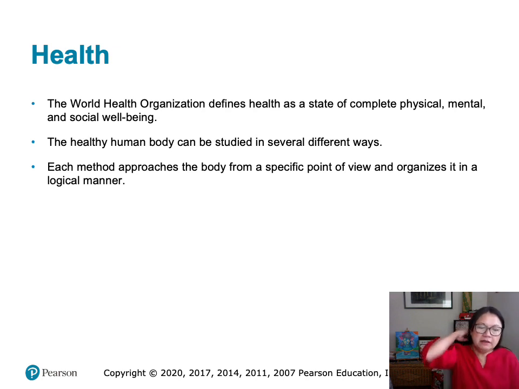The best way to learn about the body in general is to start by considering it when it's in a state of health. The World Health Organization defines health as a state of complete physical, mental, and social well-being. This means that health is not just the absence of disease or infirmity. The healthy human body can be studied in several different ways. Each way approaches the body from a specific point of view and provides unique information by dividing or organizing the body in a logical manner. Let's begin by looking at the body in terms of planes, directions, and positions.